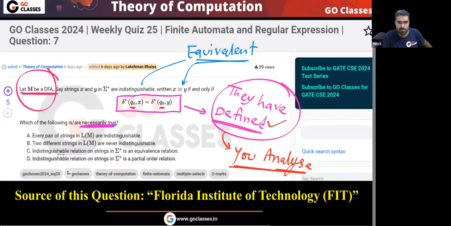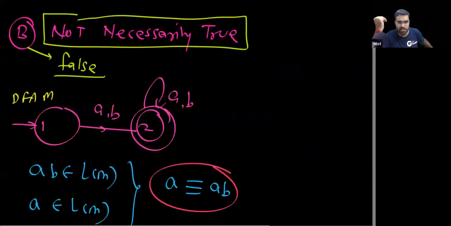What about option C? Indistinguishable relation on sigma star is an equivalence relation. So what is an equivalence relation? Tell me, what is the meaning of equivalence relation? Option C is saying that for an equivalence relation, you need to check reflexive, symmetric, transitive. This we have seen in discrete mathematics.